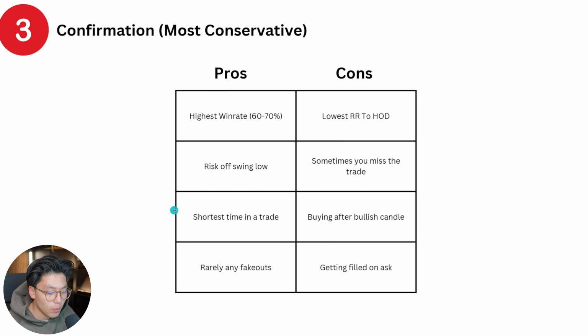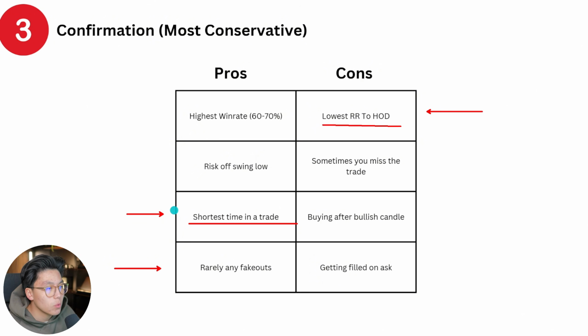And another pro, what we have here is the trade is the shortest time, right? Whenever we wait for that confirmation, we want to see price gravitate towards high of day as soon as possible. So towards high of day, this is going to be the shortest time in a trade. And then another pro is there's rarely any fake out. So when you do wait for that confirmation candle, as I mentioned, right, 60 to 70% of the time, it is going to gravitate towards that high of day key area. Some of the cons in this case, right, lowest risk reward towards high of day.